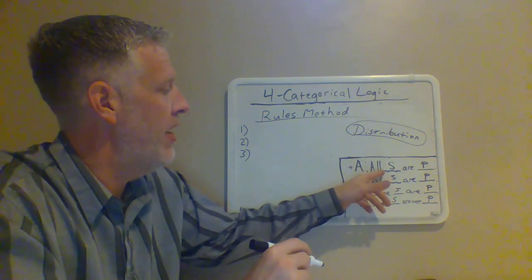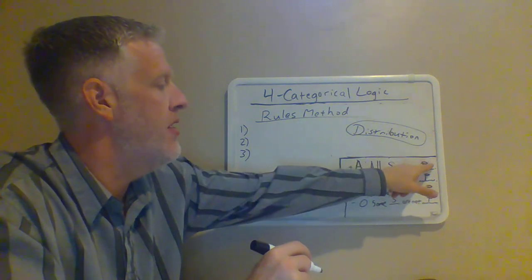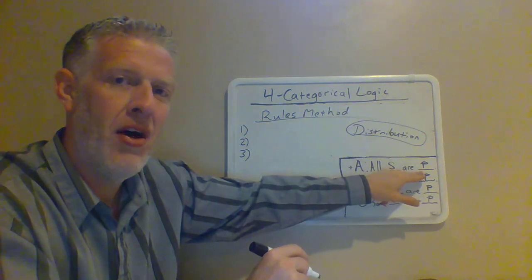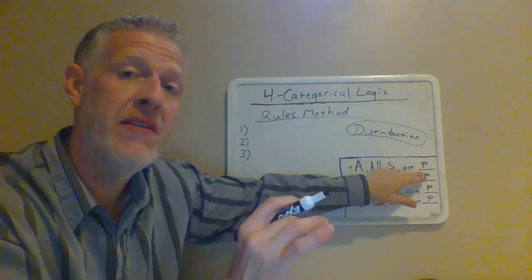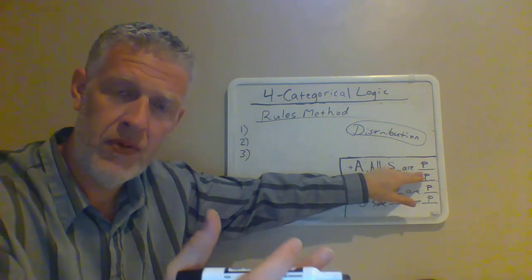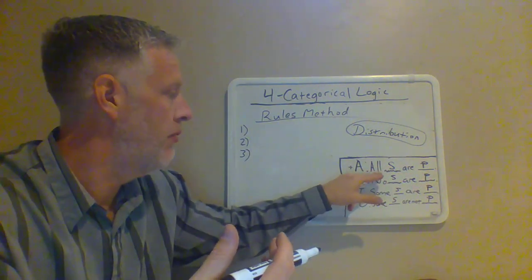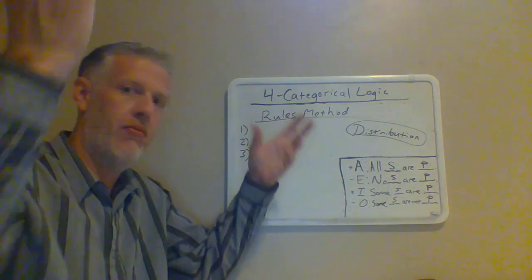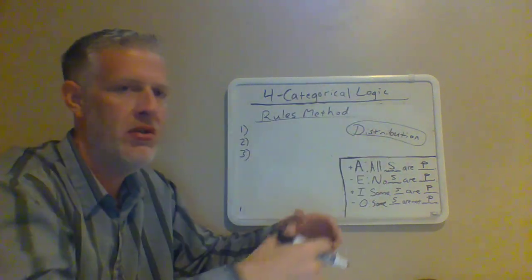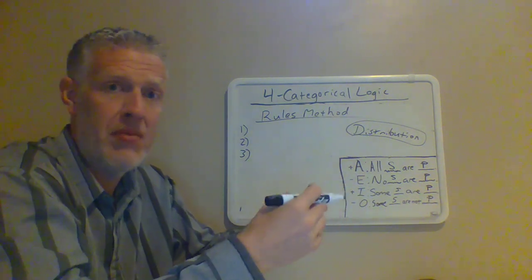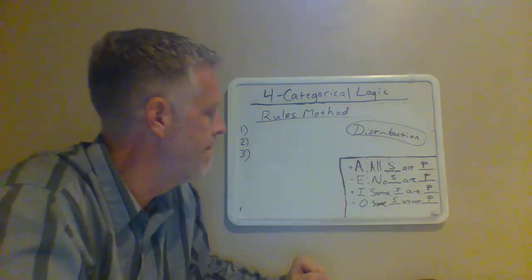Right? So let's go back to A and talk about why this is not distributed. All cats are animals. We don't know anything definitively about all animals, given what's said there, like we do about all cats. So remember, all cats are animals. We know that every cat is an animal then, right? But we don't know anything definitively about every animal, given what was said there.